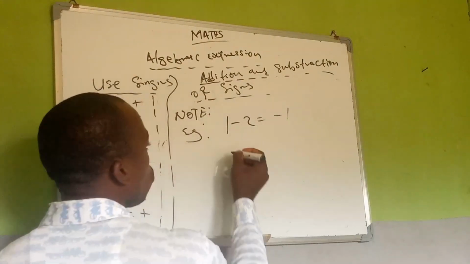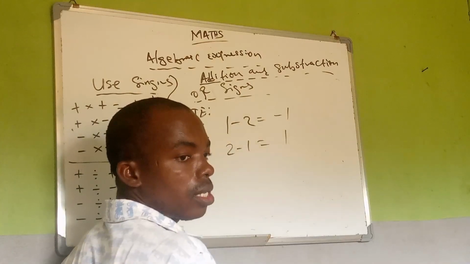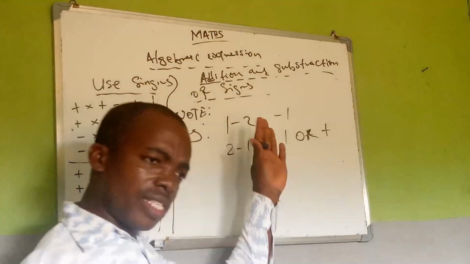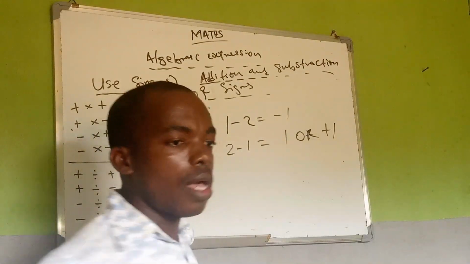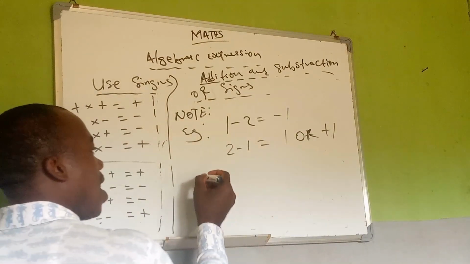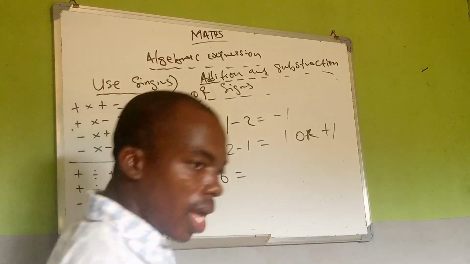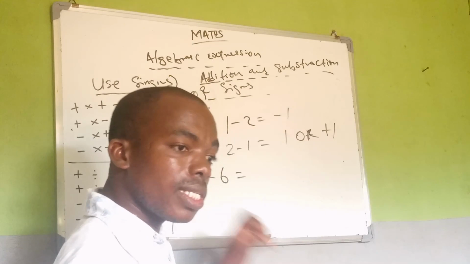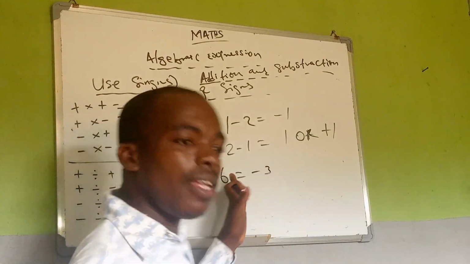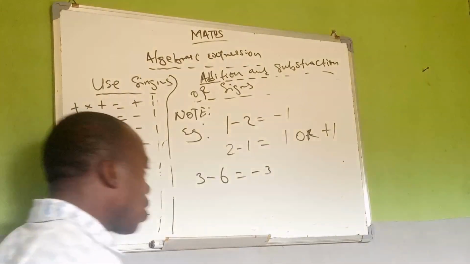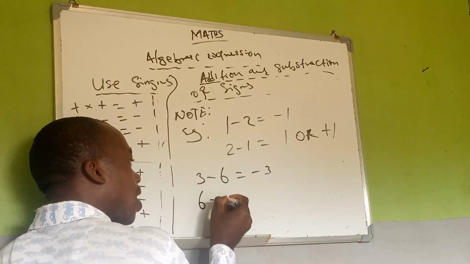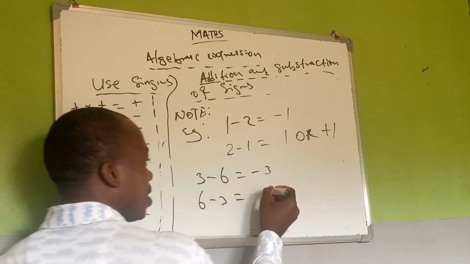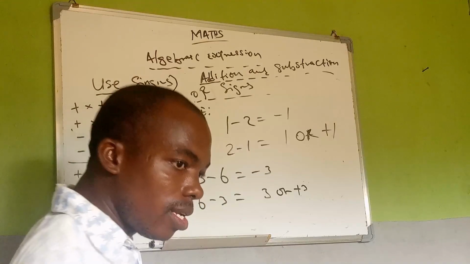So, for example, 2 minus 1 is what? 1, or plus 1. Now, what about 3 minus 6? Look at this one again. You are subtracting 6 from 3, and 6 is higher than 3. So the answer will be minus 3. It must carry minus. Do you understand? But if we now have 6 minus 3, you're subtracting a smaller number from a higher number, so the answer will not be minus 3; it will be plus 3. Very good.